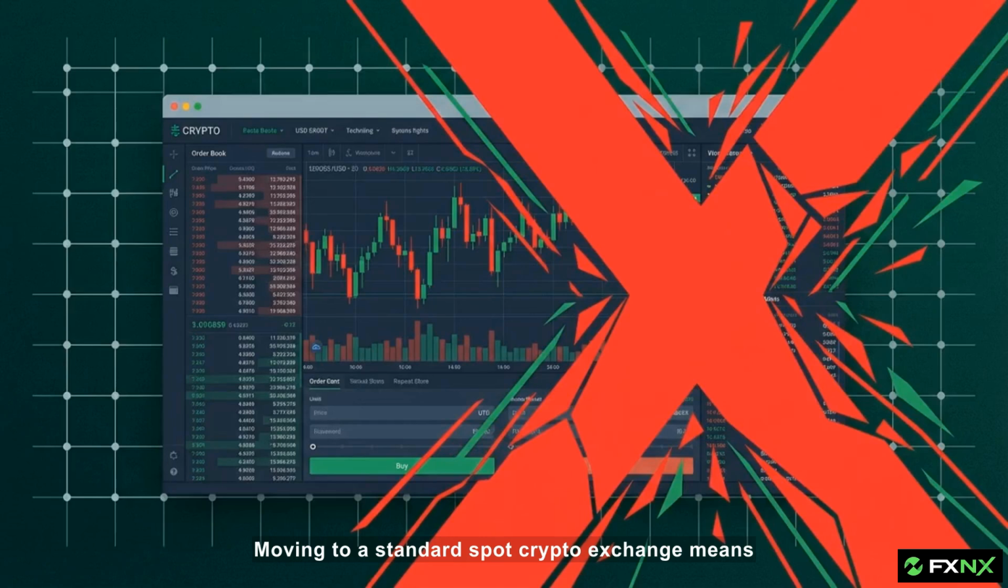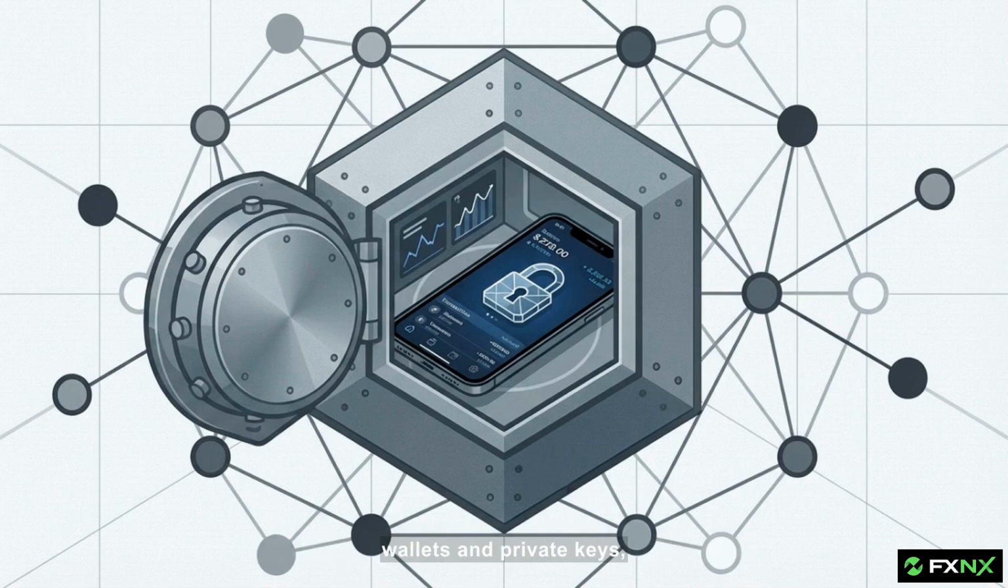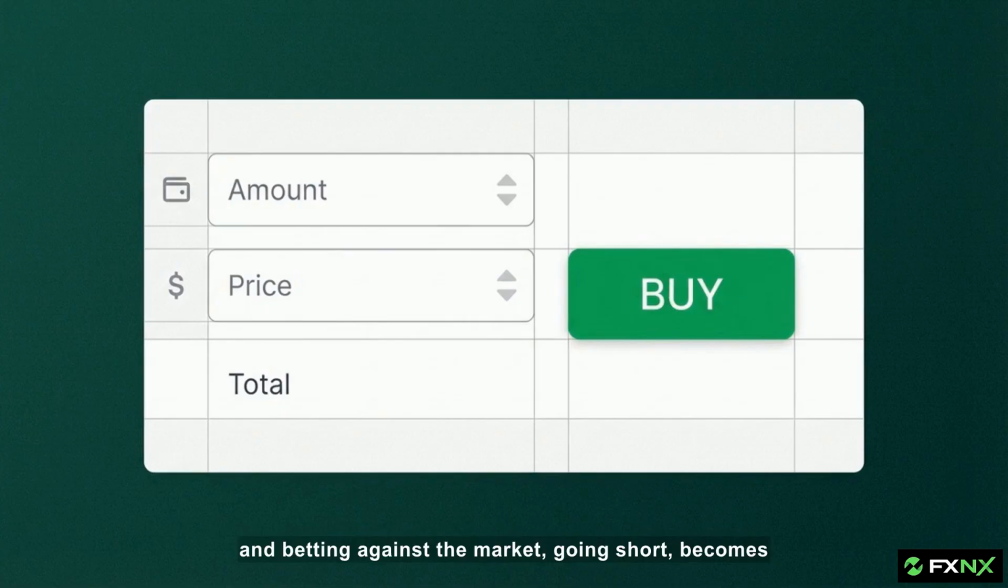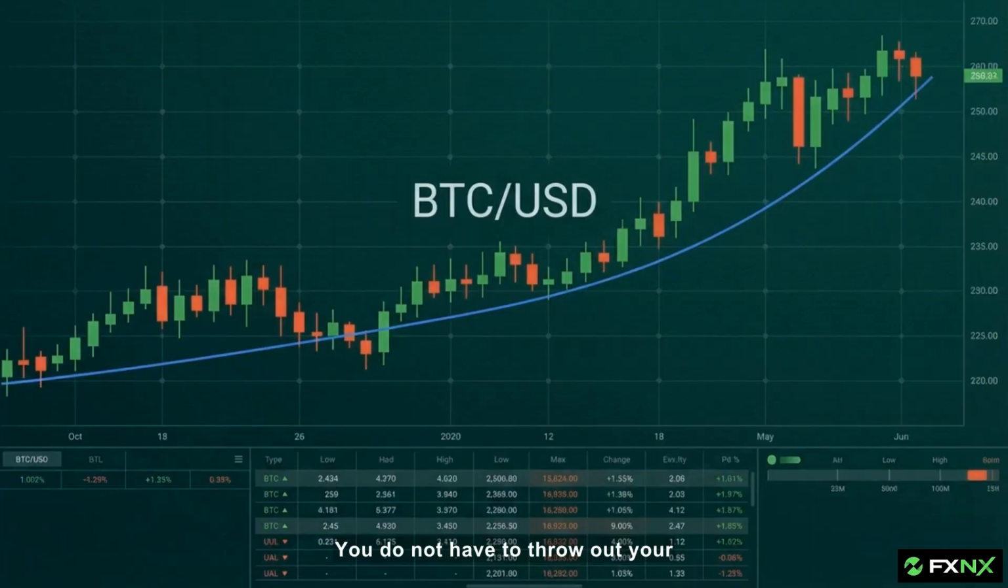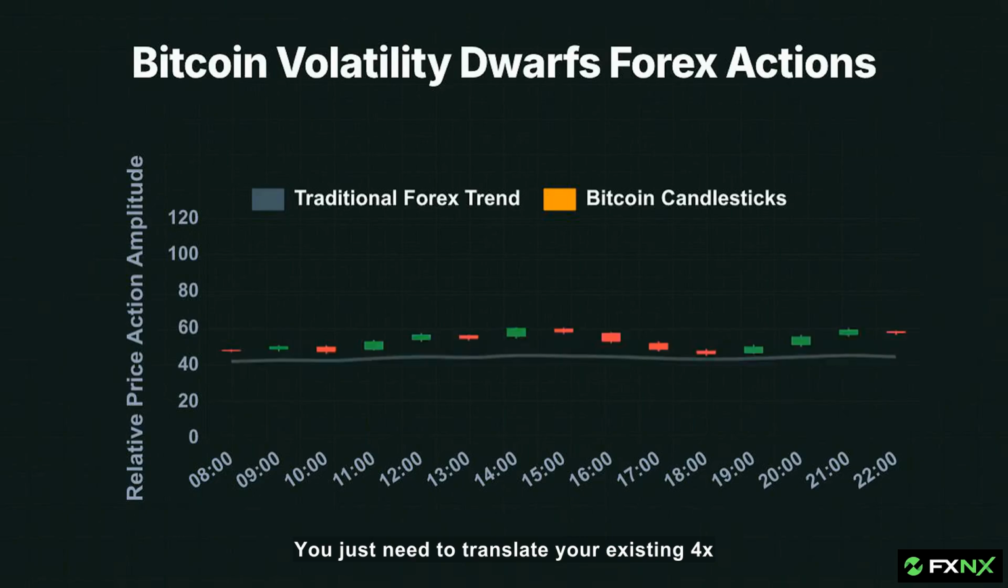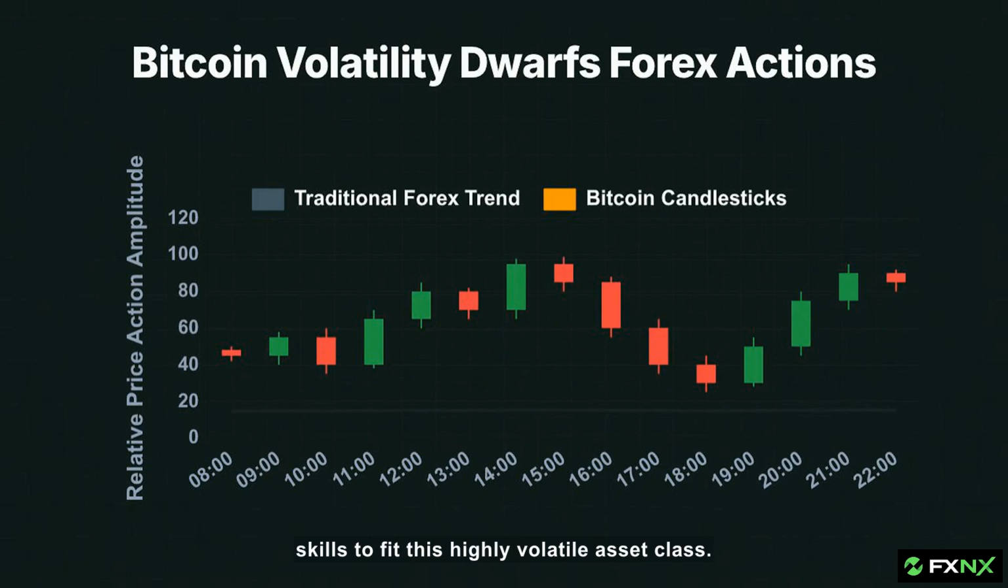Moving to a standard spot crypto exchange means leaving behind your professional charting setups. You suddenly have to worry about securing digital wallets and private keys, and betting against the market, going short, becomes a logistical nightmare. You do not have to throw out your proven trading methodology to capture that massive upside. You just need to translate your existing Forex skills to fit this highly volatile asset class.